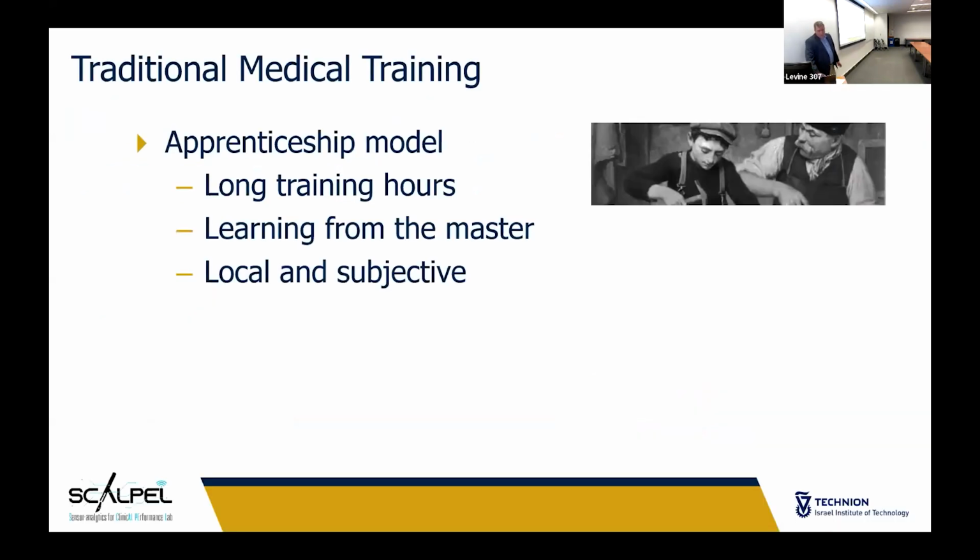Traditional training in medicine actually follows the apprenticeship model. Long training hours, learning from the master, local, subjective. But the main focus of my talk is going to be assessment. How do we assess, how do we measure clinical, mostly surgical skill, and anesthesia as well?